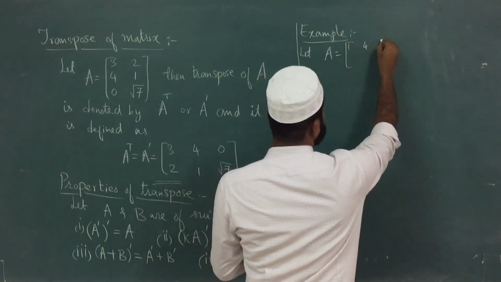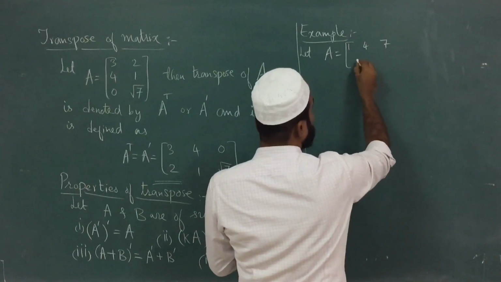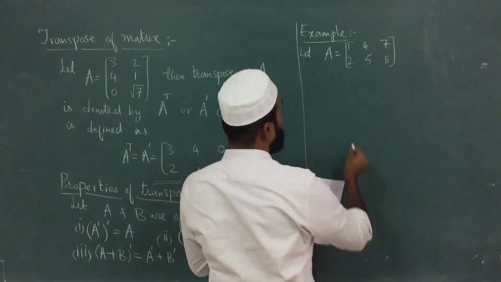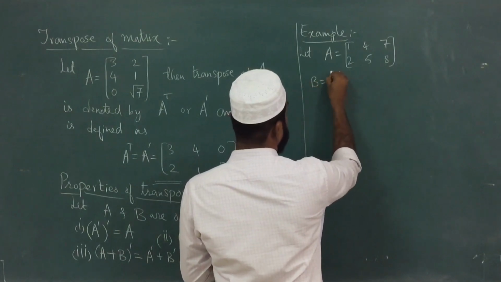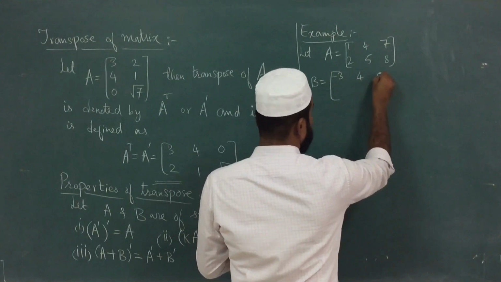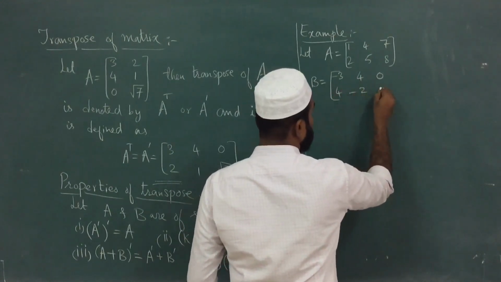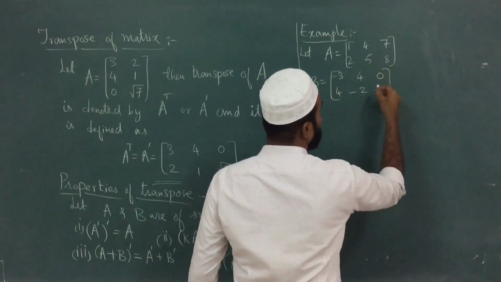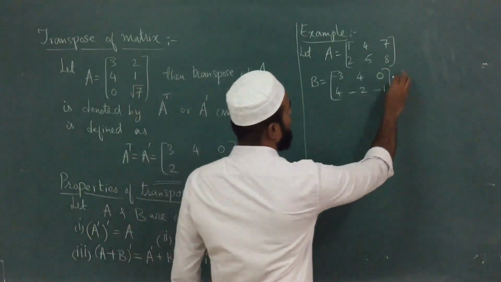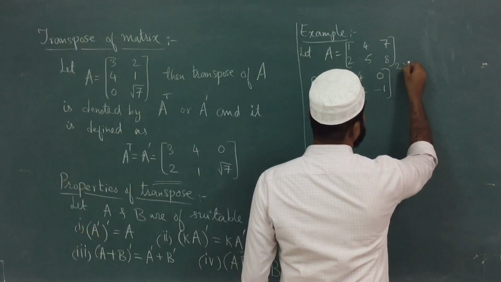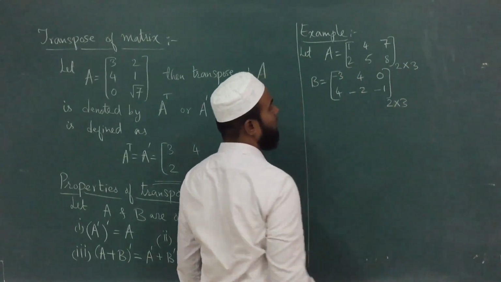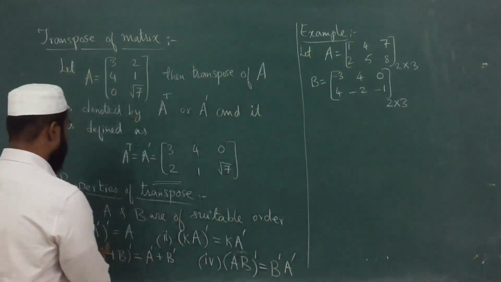The first matrix A is 1 4 7, 2 5 8, and the second matrix B, I am considering as -3 4 0, 4 -2 -1, right? I am considering two matrices. What is the order of the first matrix? 2 rows and 3 columns. The second matrix is also of order 2 by 3. Then let us verify these properties.